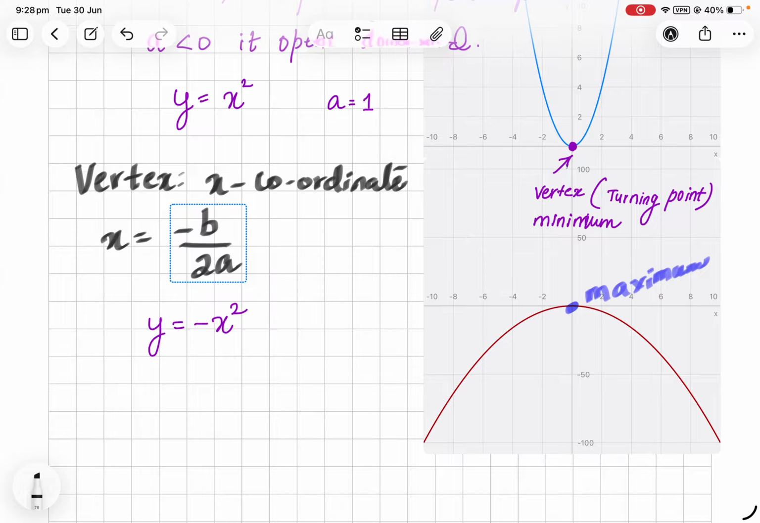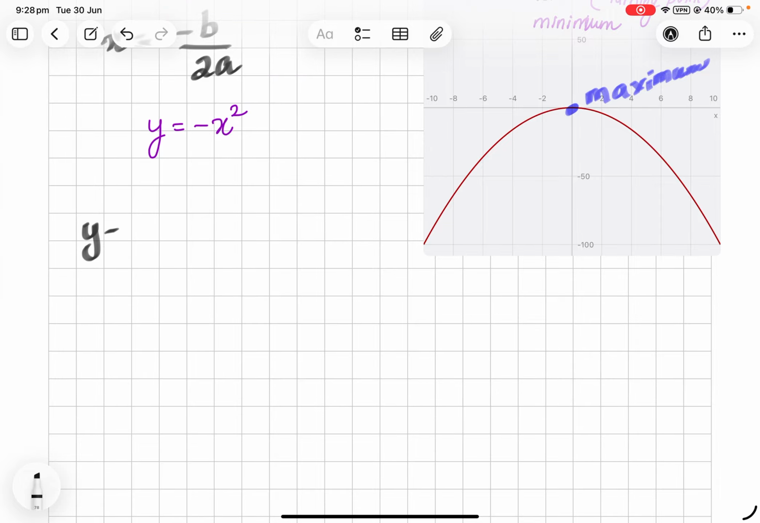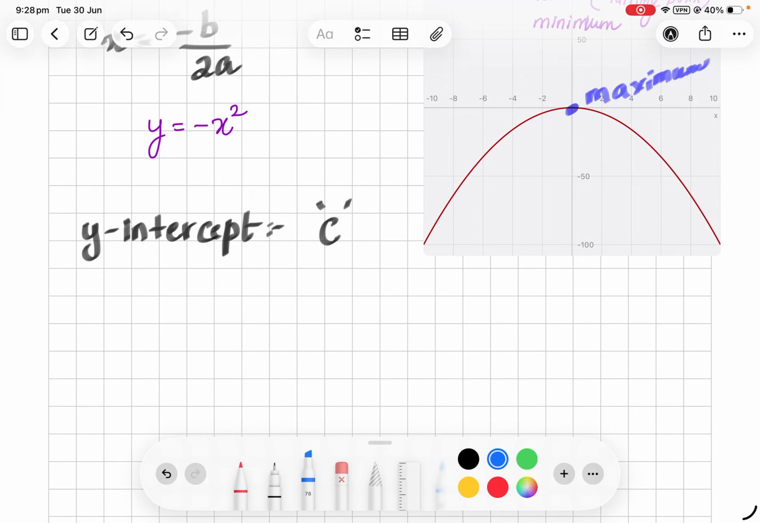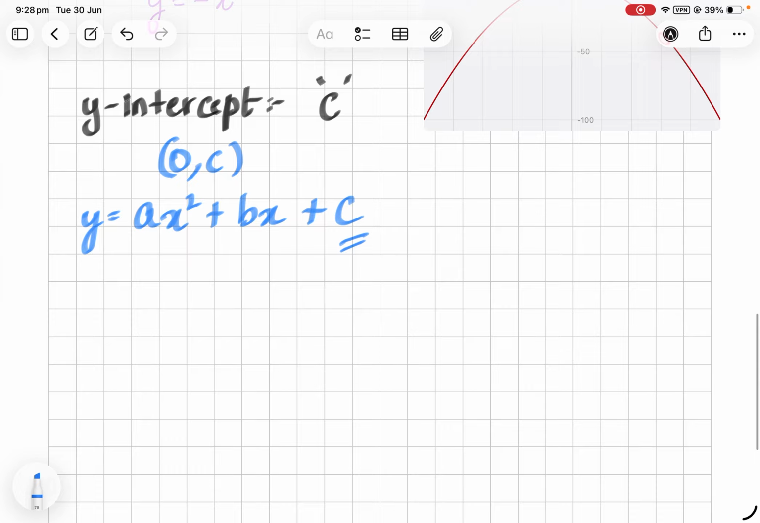Then we also have something called the y-intercept. Your y-intercept can always be the constant value in the equation. So it is usually the value of c, right? And it can be written as (0, c). So based on the equation that you get, y equals ax squared plus bx plus c, this constant value will straight away give you your y-intercept.